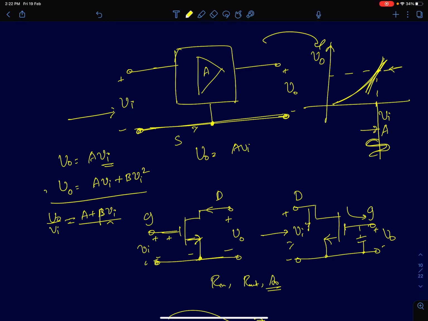If your input signals are very small, then you will nearly get the same gain that you will derive from a small signal or an incremental model. So in this lecture, that's what we are going to do. We are going to estimate gains from an incremental or a small signal model.